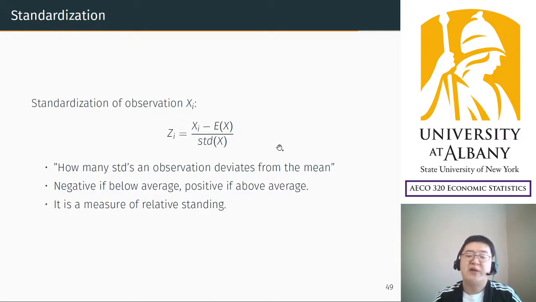So it's another measure of relative standing, which can be compared to percentiles. They are closely related. Percentiles and z-scores are closely related and commonly used in many test scores. So I believe you have seen them.